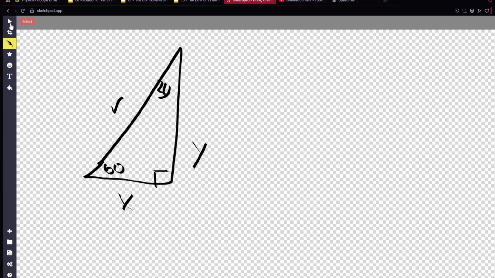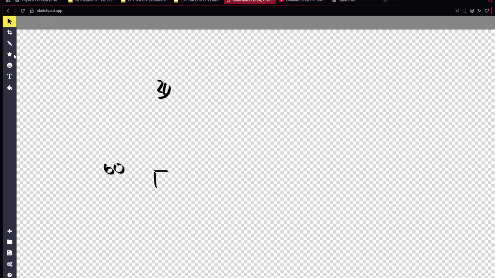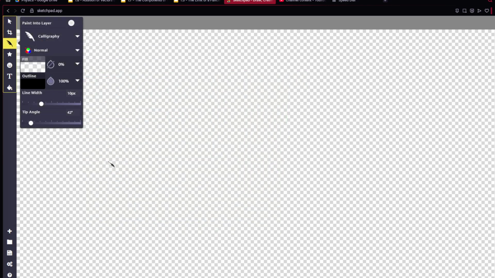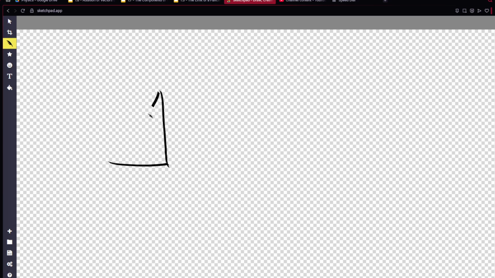Let's actually assign values here. And I know how to assign values because it's a special right triangle. So let me just erase this and try it again. So what we'll do is 30, 60. Oh, sorry, that's actually wrong. It should be 60 and 30 here because it's corresponding. Okay, so let's assign this as 2, let's assign this as 4, and we'll assign this as 2 square root 3.